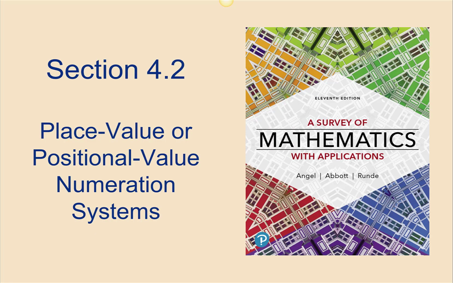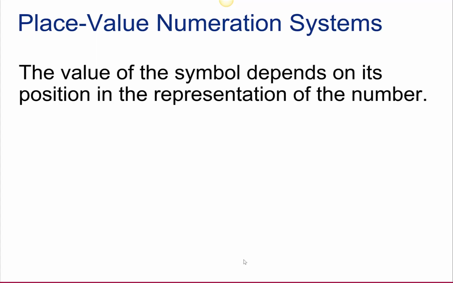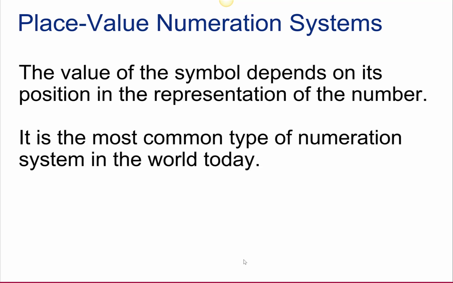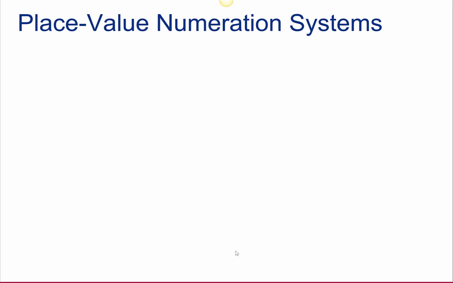Section 4.2, Place Value or Position Value Numeration Systems. The value of the symbol depends on its position in the representation of the number in a place value numeration system. It's the most common type of numeration system in the world today. It's the system that we use in the United States, which is called the Hindu-Arabic Numeration System.